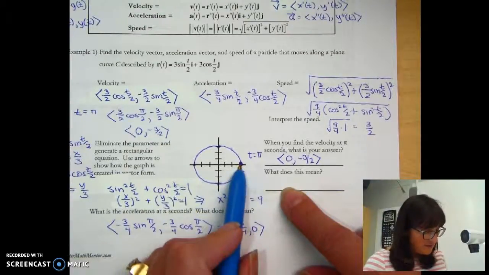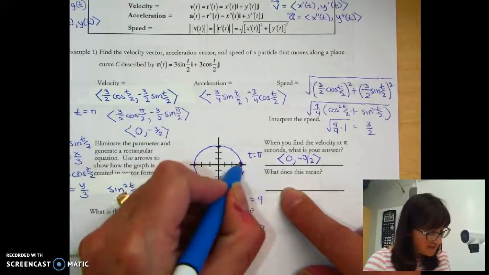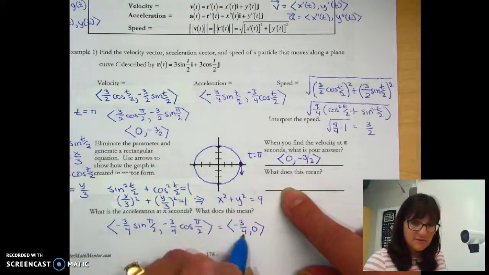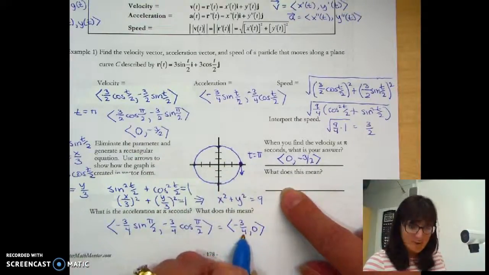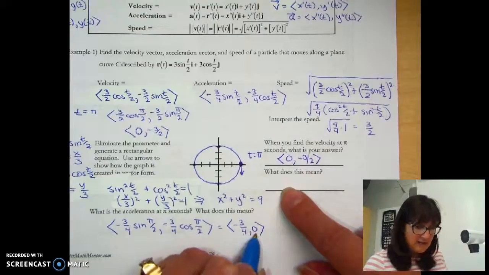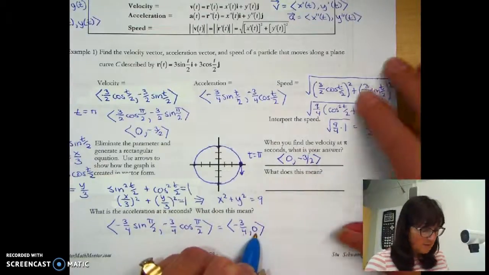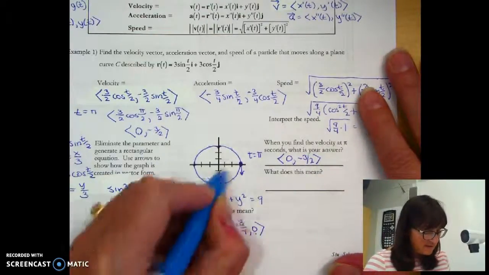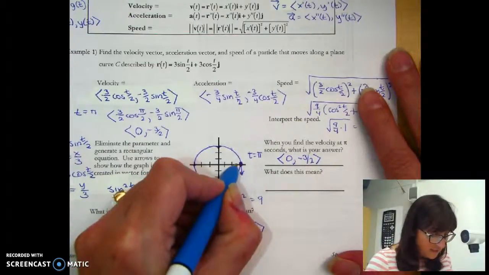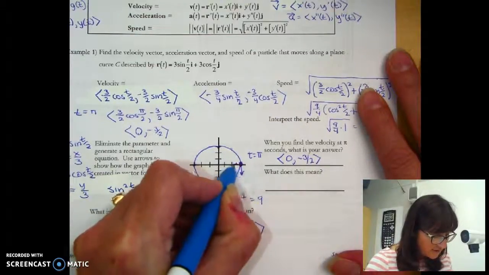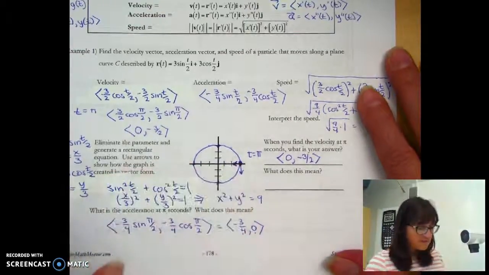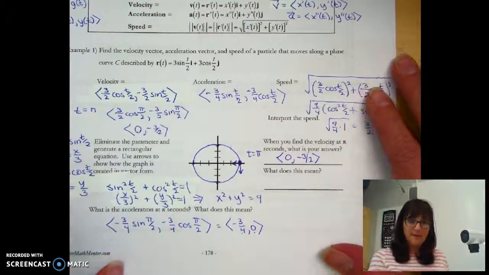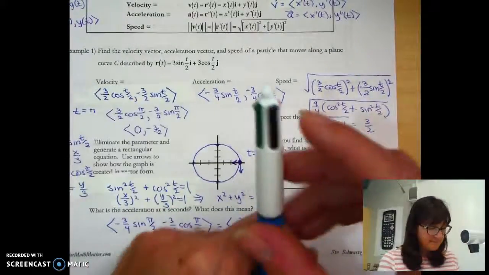So right here, my acceleration vector is going to be negative 3/4, so that's to the left in the horizontal direction, and 0, which is neither up nor down in the vertical direction. And so it's only 3/4 of a unit long. So it's kind of pointing inwards on the circle. And there's your acceleration vector.